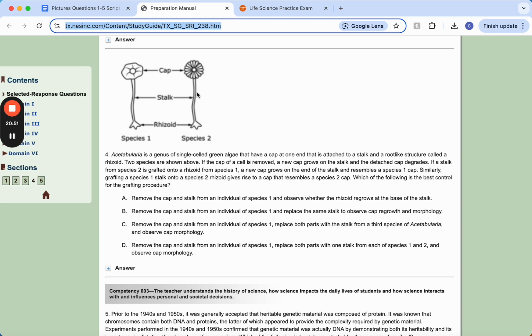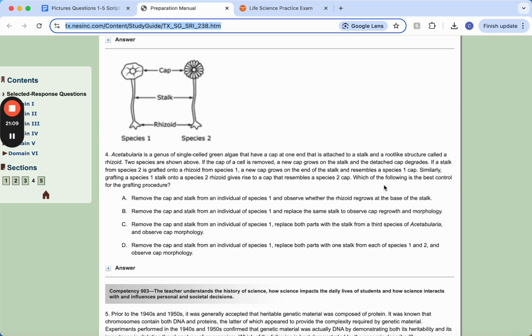So A is not correct because it does not talk about grafting at all in here. It talks about removing the cap, observing regrowth, but there's no grafting at all. So we haven't done anything with the experiment. And then we're going to skip B and come back to B because that's the correct answer.